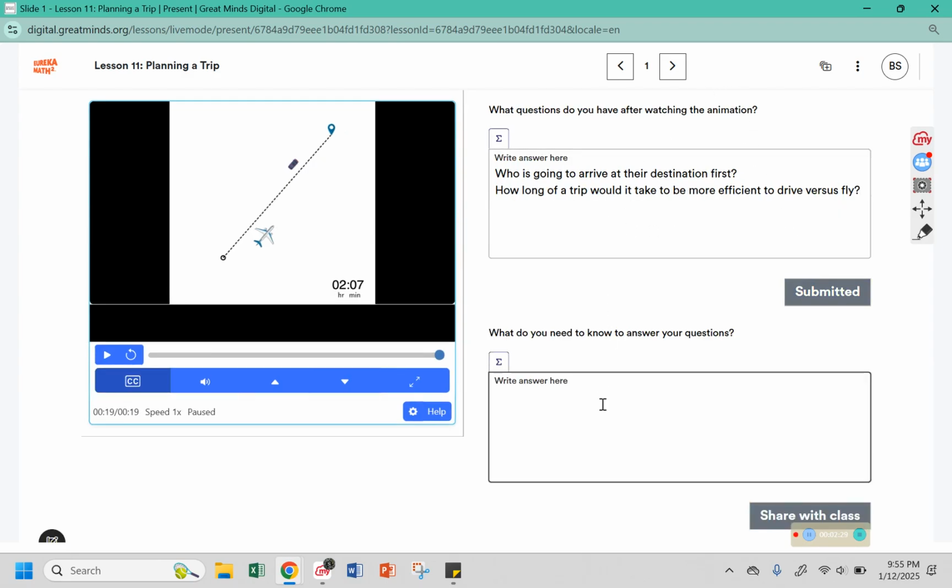What do you need to know to answer your questions? I need to know the speed of the car, the speed of the plane, how far they are traveling, and how much of a head start the car gets.